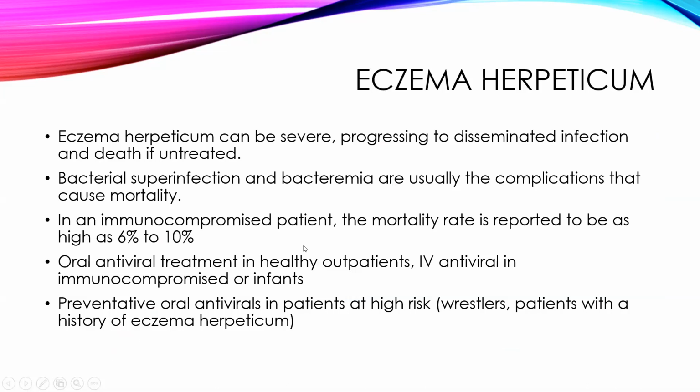So eczema herpeticum can be severe, and it can progress to a disseminated infection and death if untreated. Bacterial superinfection and bacteremia are usually the complications that cause mortality. So it's not usually the herpes simplex virus itself, it's that secondary bacterial infection and bacteremia that can happen. If you have an immunocompromised patient, the mortality rate could be as high as 6 to 10%. An oral antiviral treatment in healthy outpatients is what we use, often valacyclovir. And if you have an immunosuppressed patient, however, or if you have an infant, you will need to do an IV antiviral.